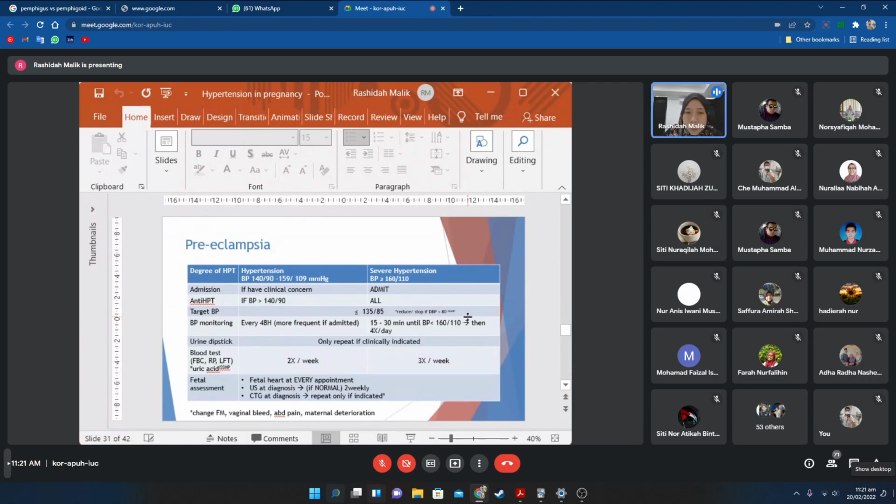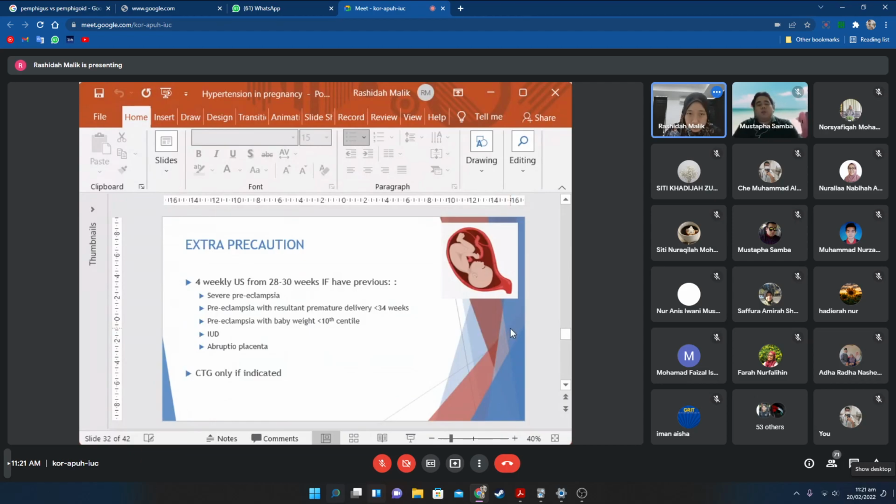And for fetal assessment, again, fetal heart at every appointment, ultrasound at diagnosis of preeclampsia, and if it is normal, you do it every 2 weeks. And CTG at diagnosis, and you only repeat if indicated. For example, if the patient has a change in fetal movement, any vaginal bleed, abdominal pain, or maternal deterioration. So these are extra precautions: if the patient has previous severe preeclampsia, those needing delivery before 34 weeks due to preeclampsia, those with FGR babies in preeclampsia, previous IUD and abruptio placenta, serial growth scans for the baby need to be done.